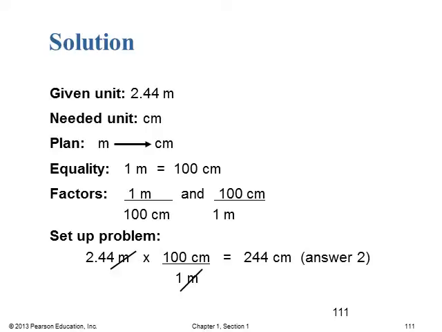All right. So we have 3 significant figures in 2.44. Our conversion factor is within the same system, so it's an exact number, and so 244 can be reported as 3 significant figures.